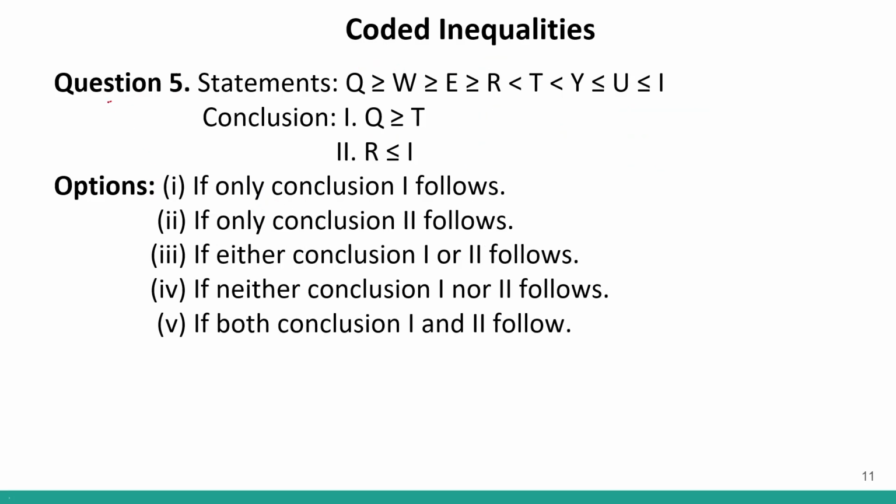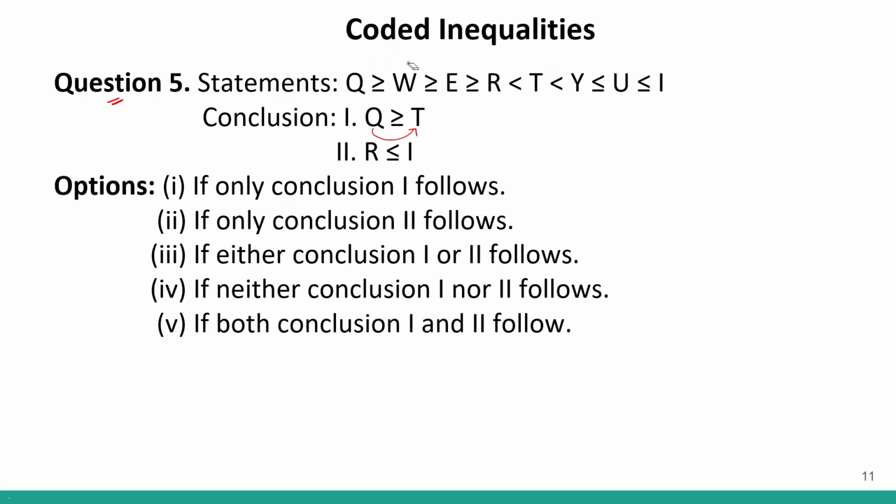Now, moving on to question number 5. Question number 5, first a statement is given, then two conclusions are given. The first conclusion says that Q is greater than or equal to T. Now I have to move from bigger door to smaller door. So Q to E. This much information shows the relationship between Q and T. Correct?